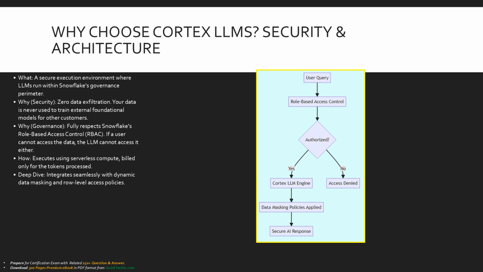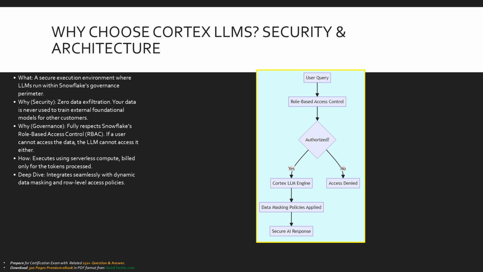This top-down diagram breaks down the rigorous security gauntlet every Cortex LLM request must pass through. At the top, the user query is initiated. Immediately, it hits the role-based access control node. The system asks a binary question: is this user authorized to see the underlying data? If the answer is no, it routes directly to access denied. If yes, the request proceeds into the Cortex LLM engine.